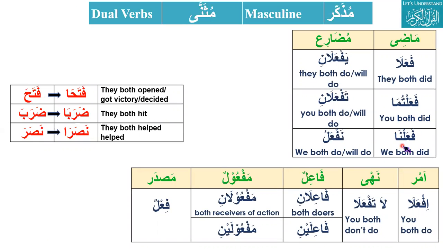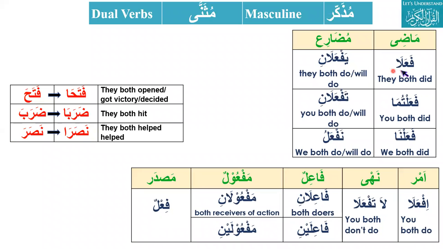Fatahtuma. Fatahna. Yaftahani. Taftahani. Naftahu. Iftaha. La taftaha. Fatihani. Fatihaini. Muftuhani. Muftuhaini. Fitah. Fathun. Fatah. Okay. If you fit here daraba, you have to be careful in yadribu, yadribani, yadri.